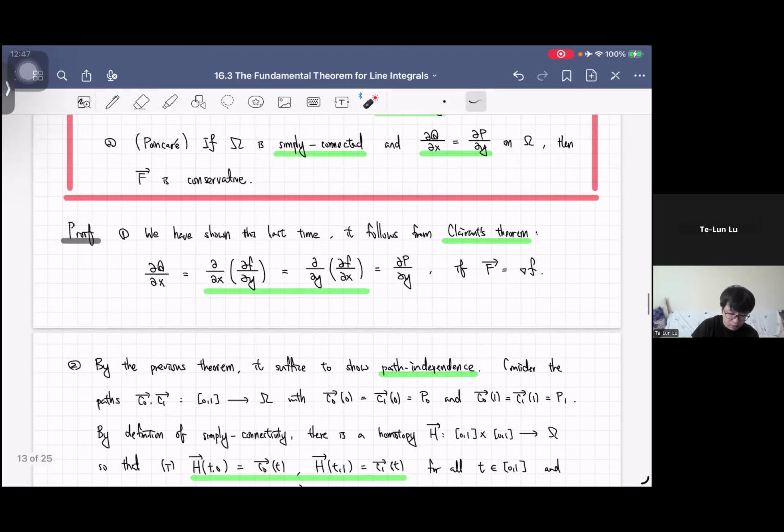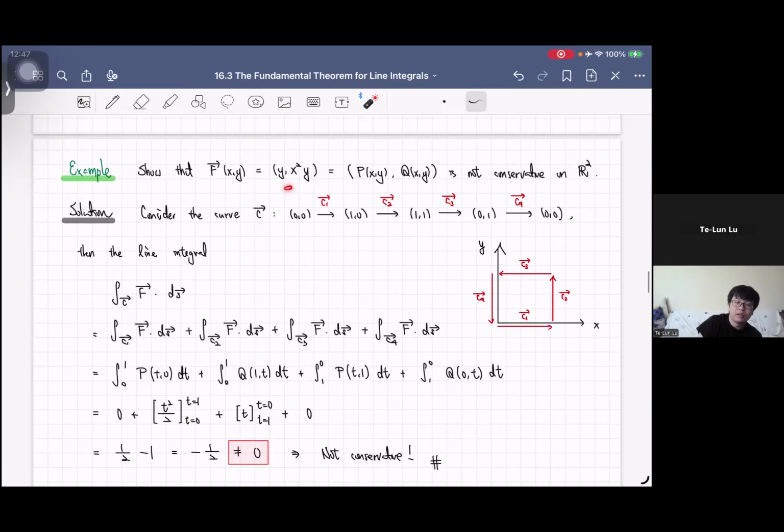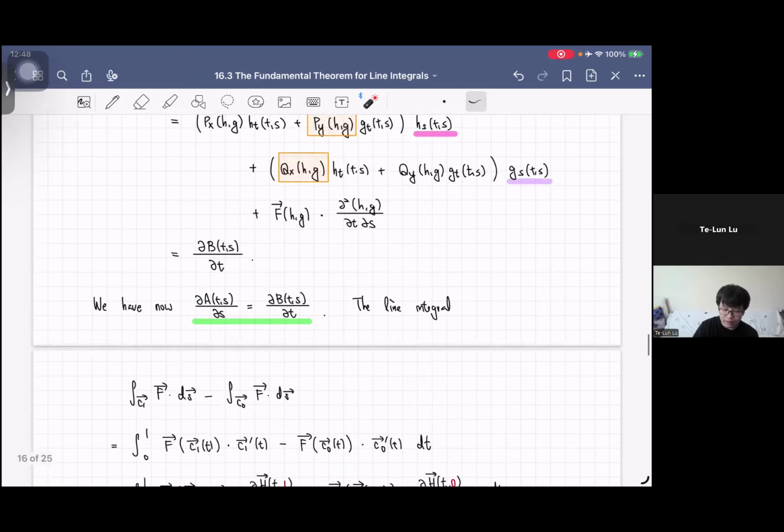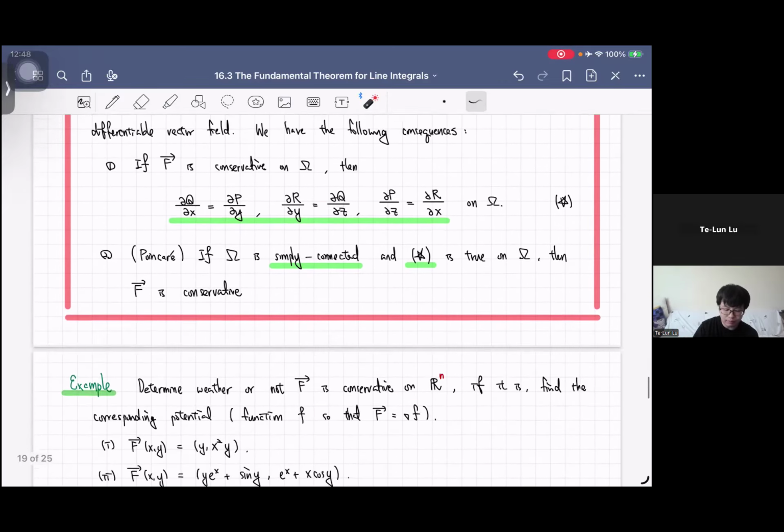The first vector field, y and x squared y, was given previously in this example. Let me go back to this example. To prove that it is not conservative, we showed that there is some non-zero integration over a closed simple curve, because conservativity is equivalent to having a vanishing line integral over a simple closed curve. But now we actually have a more efficient way to do this.